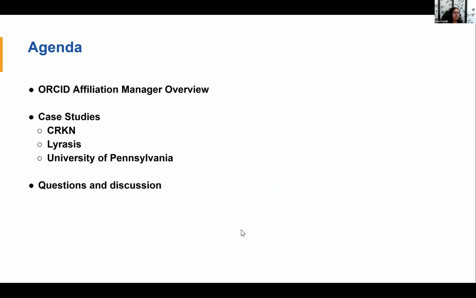I'll also go over our agenda for today. Starting us off will be an overview of ORCID's Affiliation Manager, what it is, how to use it, and what it can do. And then we'll have 3 case studies from different organizations on how they're using the Affiliation Manager. John Aspler will speak on how CRKN is using Affiliation Manager. Then we'll hear about Lyrasis from Sheila Rabin. And then we'll also hear from the University of Pennsylvania. Our speaker, Linda Kellum, will also be talking to us. And then at the very end, we will have a Q&A, questions and answers.